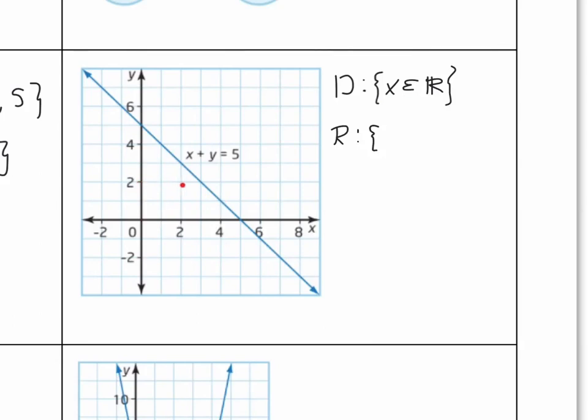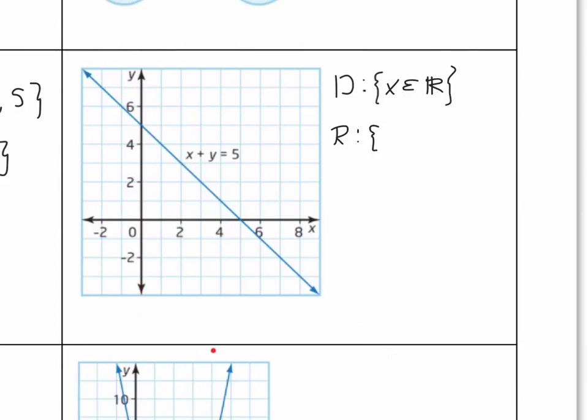How about 2? Can y be 2? Yes, it can. How about 3? Yes. How about 4? Yes. How about 5? Yeah, the point (0, 5) is on here. How about 6? Yep, here it is. And we can go to the negative numbers. y can be -1, -2, -3. Are you seeing the pattern? That this line is going to continue on forever.